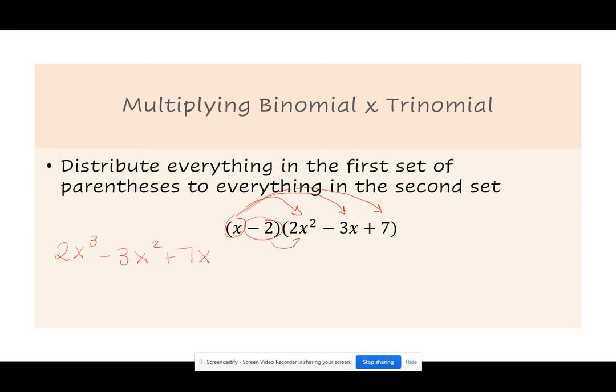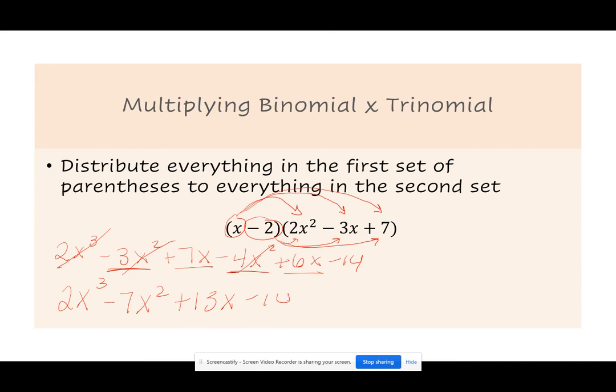And then we have negative 2 times everything. So negative 2 times 2x squared is negative 4x squared. Negative 2 times negative 3x is positive 6x. And negative 2 times 7 is negative 14. And then we combine all of our like terms. So we have 2x cubed. Negative 3x squared minus 4x squared is negative 7x squared. 6x plus 7x is plus 13x, and then minus 14.